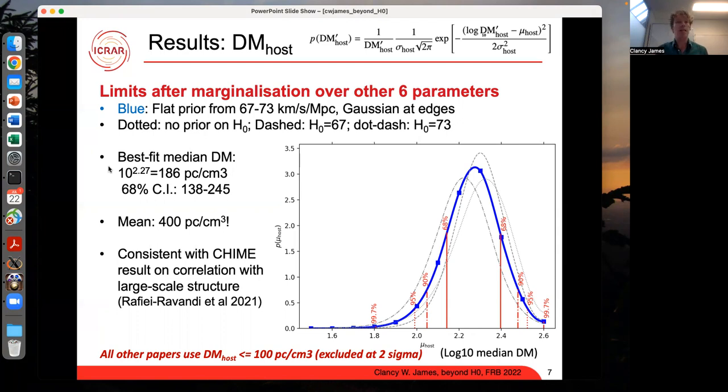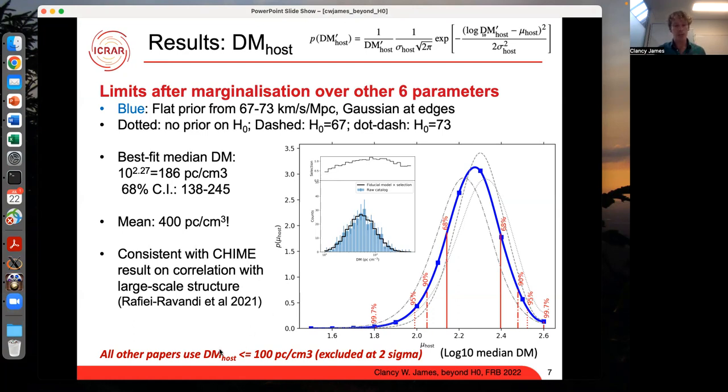The key point out of this is that the best fit median DM is 186 parsecs per centimeter cubed with this confidence interval. Now, that's the median of a log normal. The mean is about 400 parsecs per centimeter cubed, which is consistent with a CHIME correlation with large-scale structure, from this paper. And maybe the reason why CHIME see that and others don't is that CHIME have this increasing sensitivity as a function of DM, and this is from their first paper on catalog 1, out to a DM of about 1000 or so.